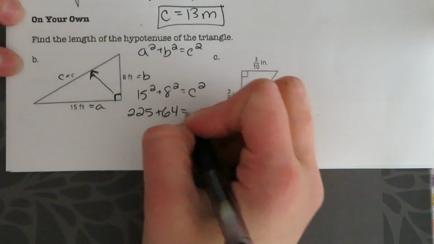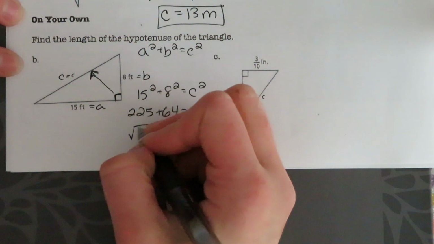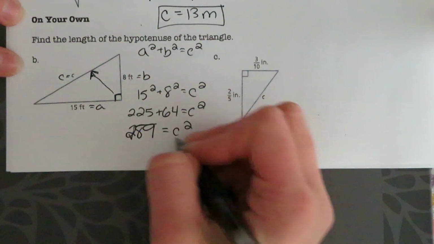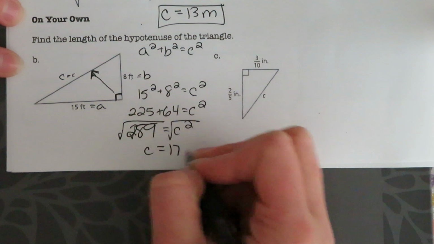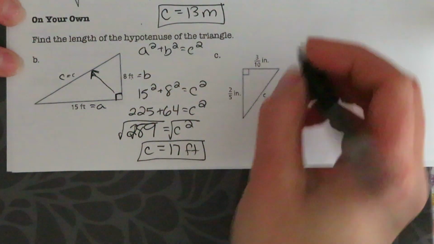225 plus 64 equals C squared. 289 equals C squared. If we want to square root both sides, we get C equals 17 feet. Always make sure you have your labels in there.